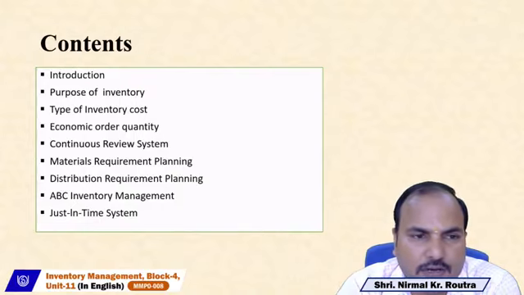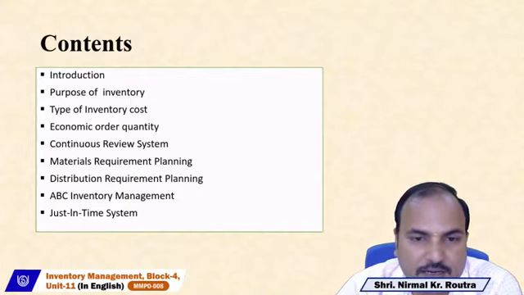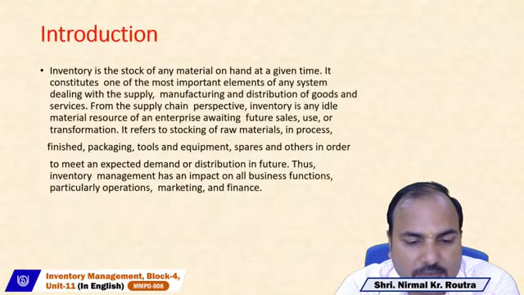Then economic order quantity, continuous review system, materials requirement planning. Then we will discuss the distribution requirement planning. Then ABC inventory management and just-in-time system. These are the two important techniques of inventory management we will discuss today. After completion of this chapter, all of you will be able to understand all these concepts and techniques. So let us start unit 11, which is about inventory management.